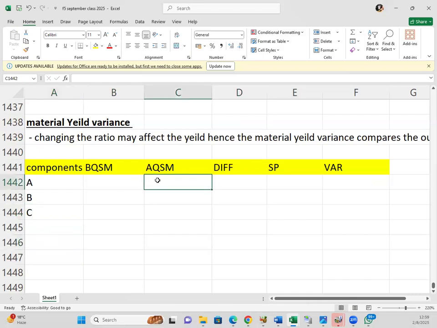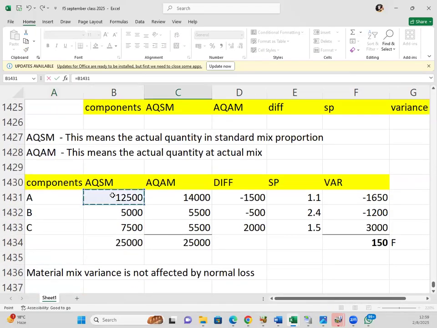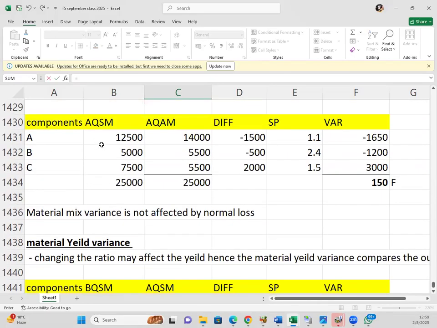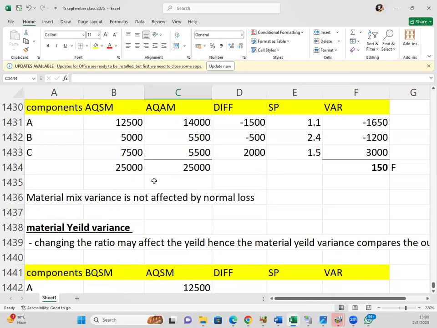Then the actual quantity standard mix is what you calculated here, because the material yield normally comes after the material mix. The actual quantity standard mix, you take these values. If you are not asked for the material mix, you could just calculate the actual quantity standard mix using what we've done. First of all, get your actual quantity at actual mix. You share it in the standard mix proportions. You get your actual quantity standard mix.